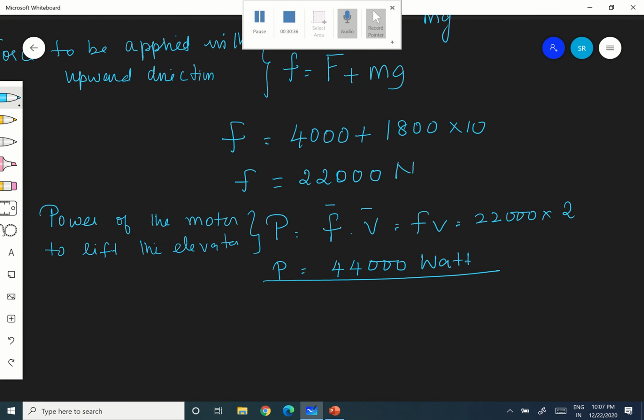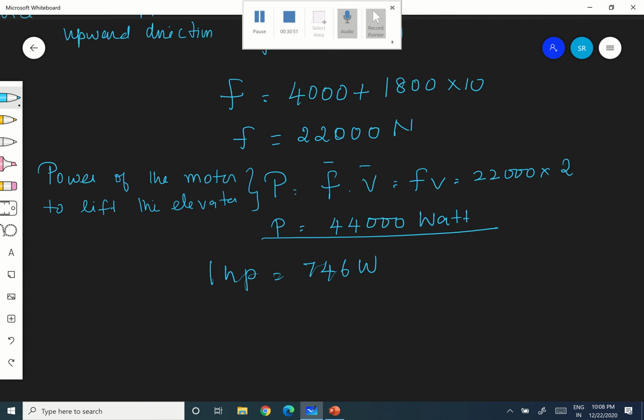But you are asked to find out both in watt and horsepower. I think you have an idea about it: 1 horsepower is equal to 746 watt. Therefore, power is 44,000 divided by 746, which is around 59 horsepower. That is it. Okay, right. Next one.